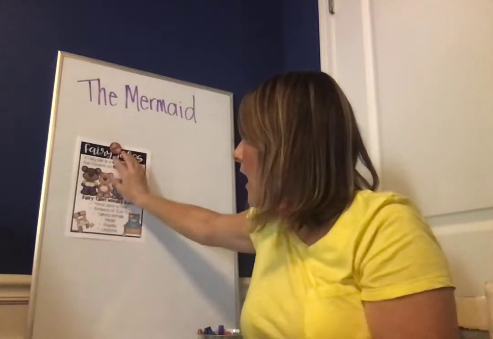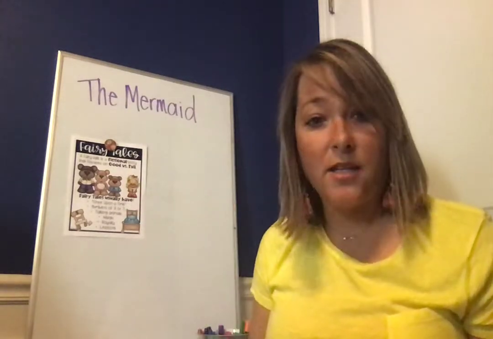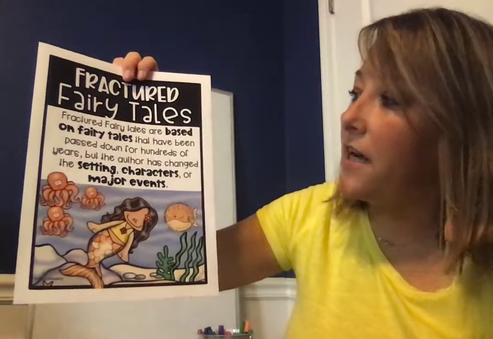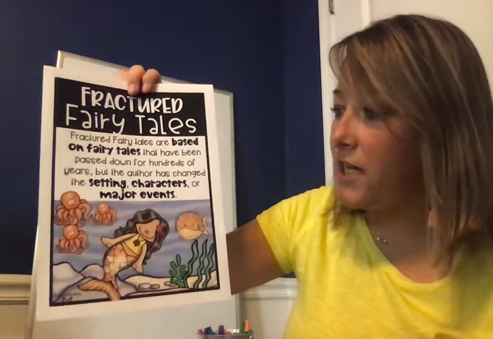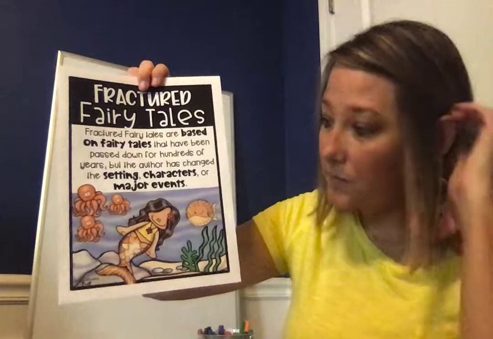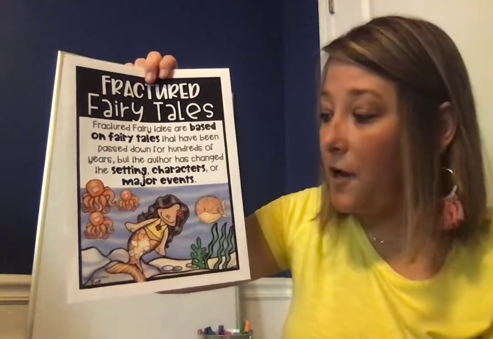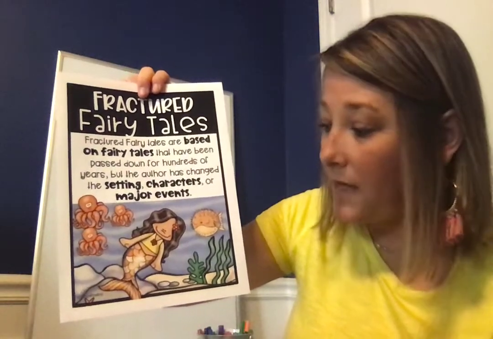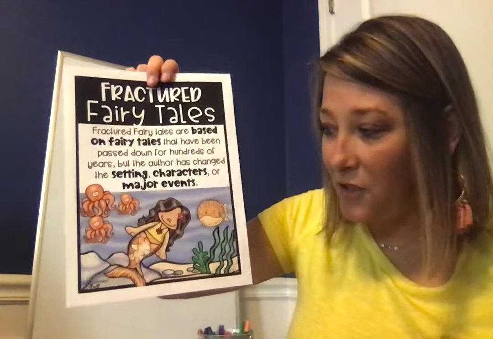Sometimes an author wants to take a fairy tale that's been told for years and years and turn it into a fractured fairy tale. A fractured fairy tale is based on a fairy tale, but the authors change the setting, the characters, or the major events. If you're looking at this picture, we have a mermaid. It looks like she would be the character. And we have 3 octopuses. And the setting looks as if it might be, you guessed it, the ocean.